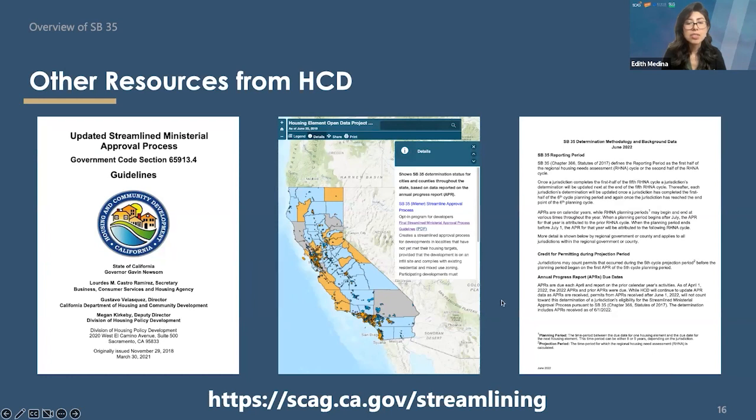The second is the interactive map determination. It is a map where you can quickly, if you just want to take a look, see if your city or county is subject to SB 35. This is a quick tool where you can see which jurisdictions have an HCD approved housing element and are subject to SB 35, and also have submitted their annual progress reports. And for those of you who really want to understand how HCD has determined how jurisdictions are subject to SB 35, they have an SB 35 determination methodology and background data as well.